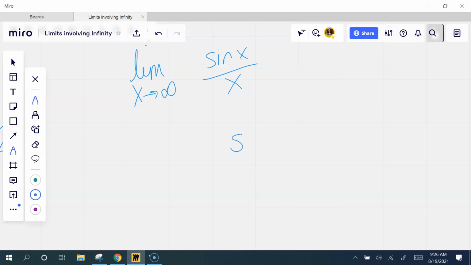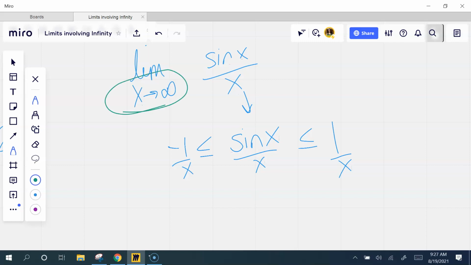Tell me what sine x oscillates between all the time, a maximum and a minimum. 1 and negative 1. Do we all agree? Negative 1 and 1 all the time. Divide everything by x. I want it to look like this. Now, I do this because I'm looking as I go to infinity. What is the limit as I go to infinity of either one of these?